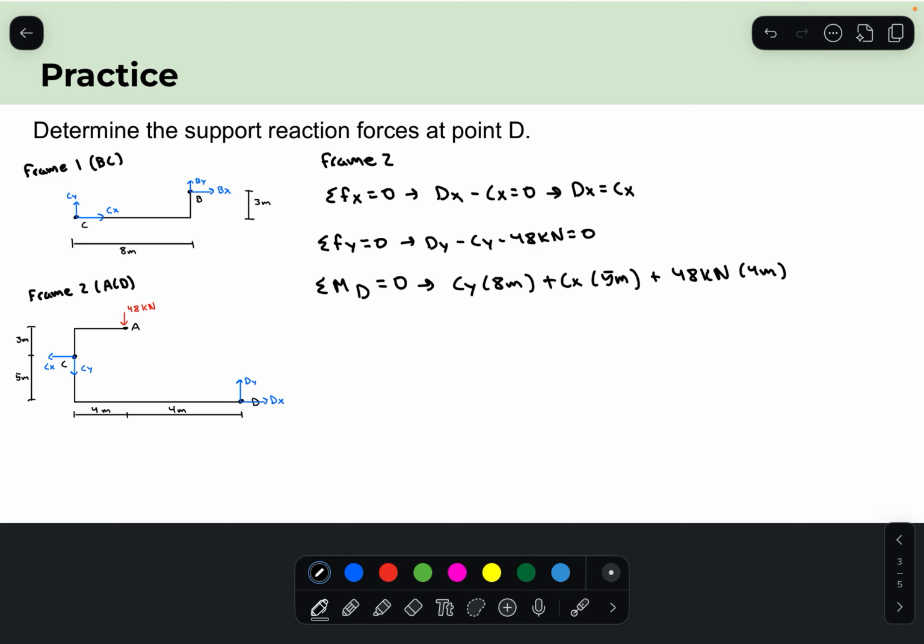Okay, so let's leave that be for now. Let's work on frame 1. So frame 1, you're going to do the exact same steps. Sum of the forces in the x is equal to 0. So that's going to yield Bx plus Cx is equal to 0.